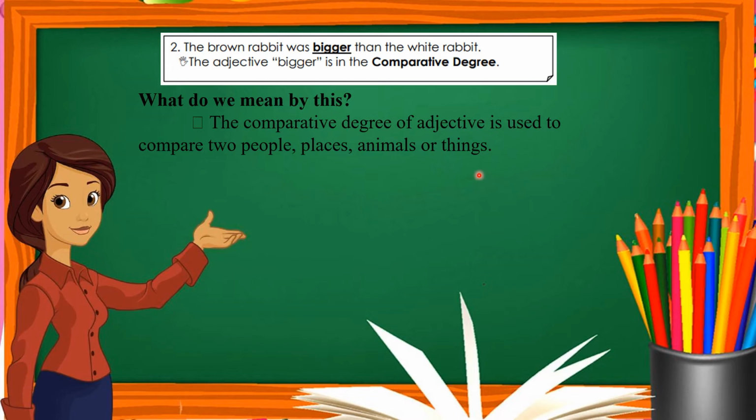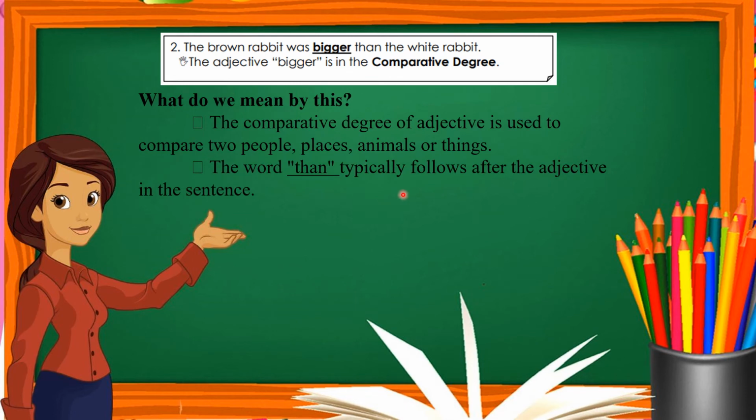The first one is positive degree. It describes one person, place, animal, or thing. But here, the second degree, the comparative degree, the comparative degree of adjective is used to compare two people, places, animals, or things. Two. Talking about two, that is the comparative degree. Okay?